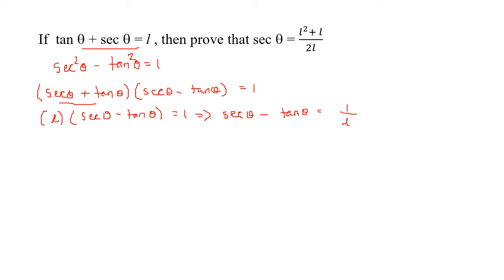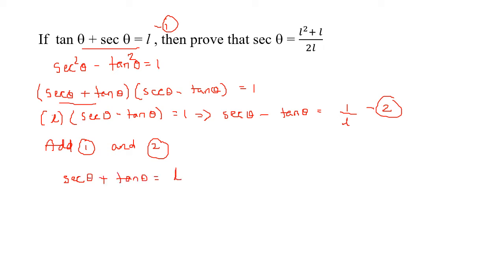So let me call this equation 1 and let me call this equation 2. So if I am going to subtract, let me add. I will add 1 and 2 and see what we will get. One is sec theta plus tan theta equal to L. The other one is sec theta minus tan theta equal to 1 upon L.